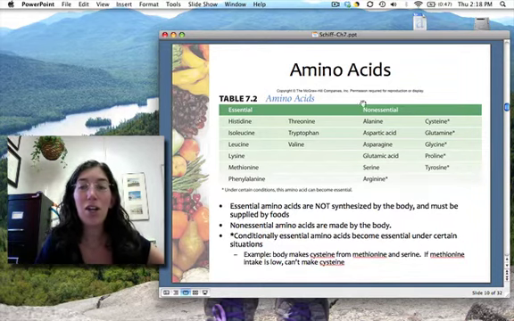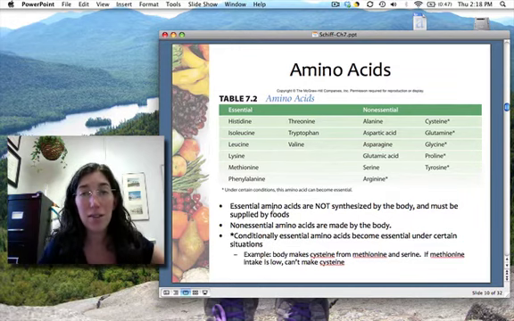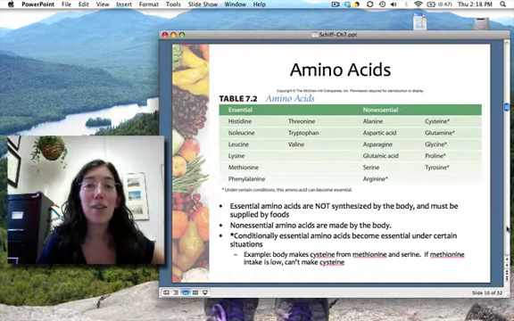So like I said, you don't have to memorize which amino acids are non-essential, which amino acids are conditionally essential, etc. But I do want you to know these definitions here. What does essential, non-essential, and conditionally essential mean?